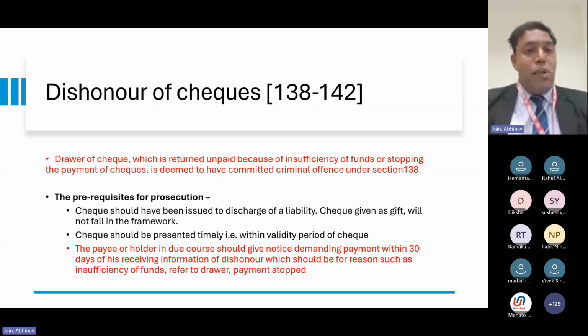Listen to this section very carefully. The drawer of a check which is returned unpaid because of insufficiency of funds or stop payment of the check is deemed to have committed a criminal offense under section 138 of the NI Act. So if a check is returned due to insufficiency of funds or stop payment, the drawer is supposed to have committed a criminal offense. It is defined under section 138.